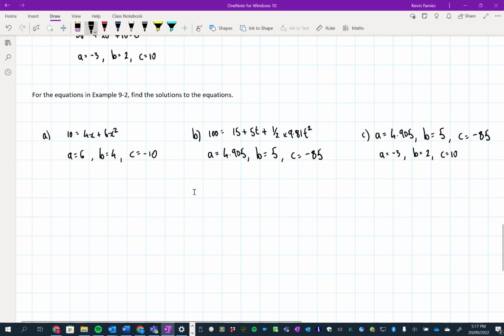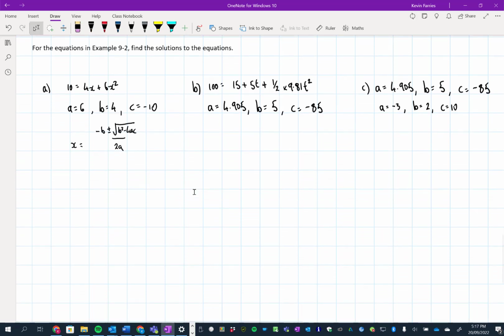So the equation we use to solve a quadratic equation is, if it's an x, then x is negative b plus or minus the square root of b squared minus 4ac, over 2a. And you have to learn that equation. I'm not going to be giving you it in an exam. It is quite a useful equation, so learn it.